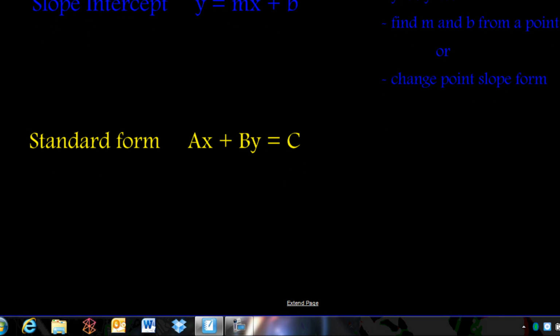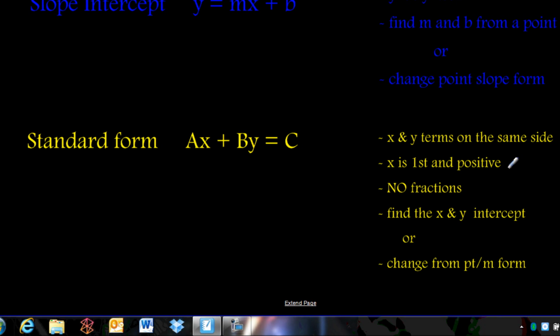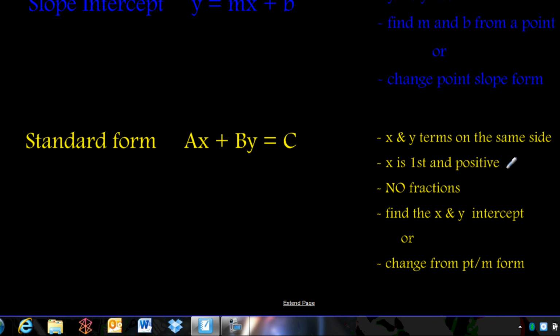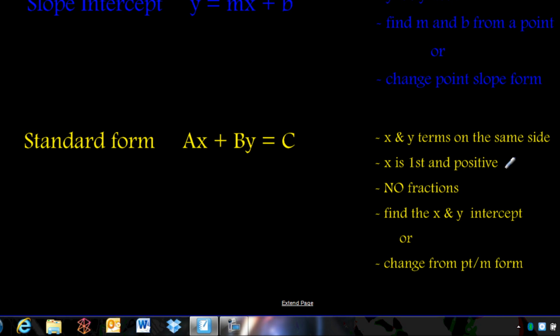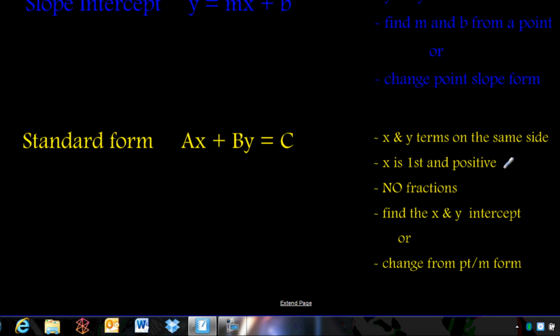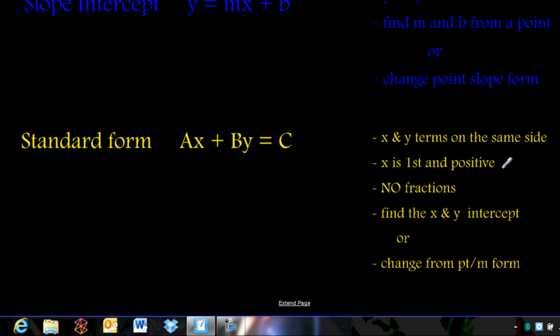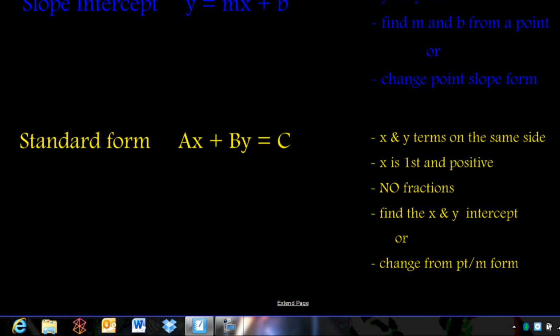Now, standard form is ax plus by equals c. Now, this time, the x and y terms are on the same side. X is first and positive, and there's no fractions. To find that from a graph, you can look at the x and y intercepts, or if they're not easy to determine because they're not pretty numbers, you can change point-slope form into standard as well. If you need help learning how to do that, see the video we were watching yesterday.